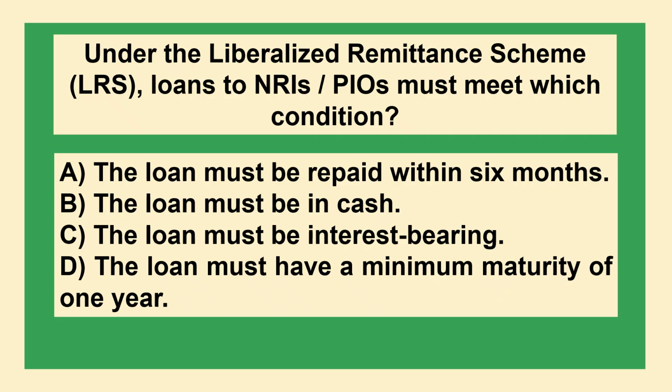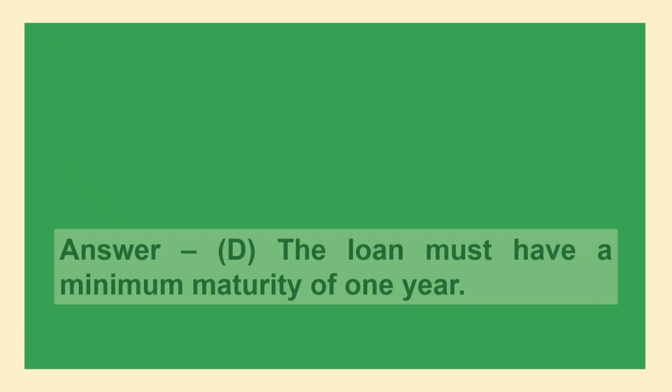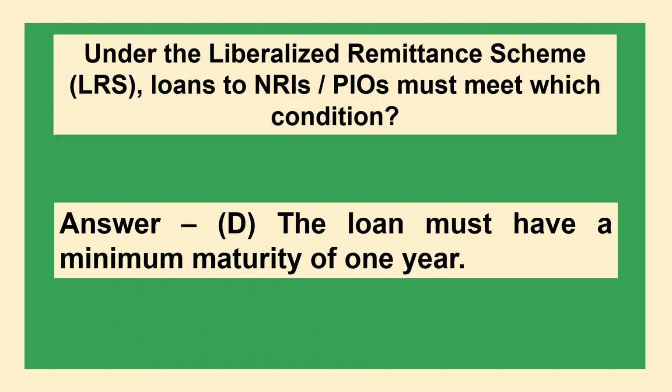Under the Liberalized Remittance Scheme, LRS, loans to NRIs or PIOs must meet which condition? Option A, the loan must be repaid within 6 months. Option B, the loan must be in cash. Option C, the loan must be interest bearing. Option D, the loan must have a minimum maturity of 1 year. The answer is option D, the loan must have a minimum maturity of 1 year.